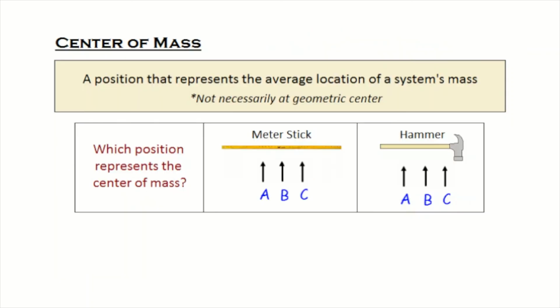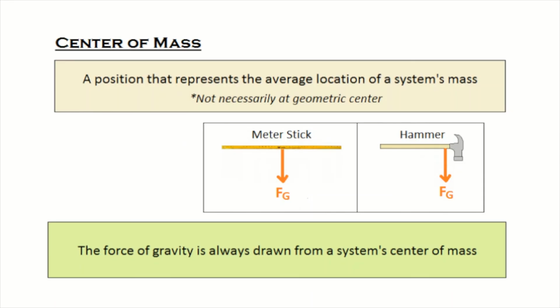The last thing to discuss would be center of mass. This is a position that represents the average location of a system's mass. This is not necessarily at the geometric center of the object, although it could be. Looking at 2 examples, a meter stick and a hammer, we're going to try to choose which position represents the center of mass of each. For the meter stick, we choose position B because the meter stick has a uniformly distributed mass, whereas the hammer has more mass on its right edge than its left, so we would choose position C. The center of mass is shifted to the right. This is important for rotation because going forward, you always want to draw your force of gravity on an object as acting from its center of mass.